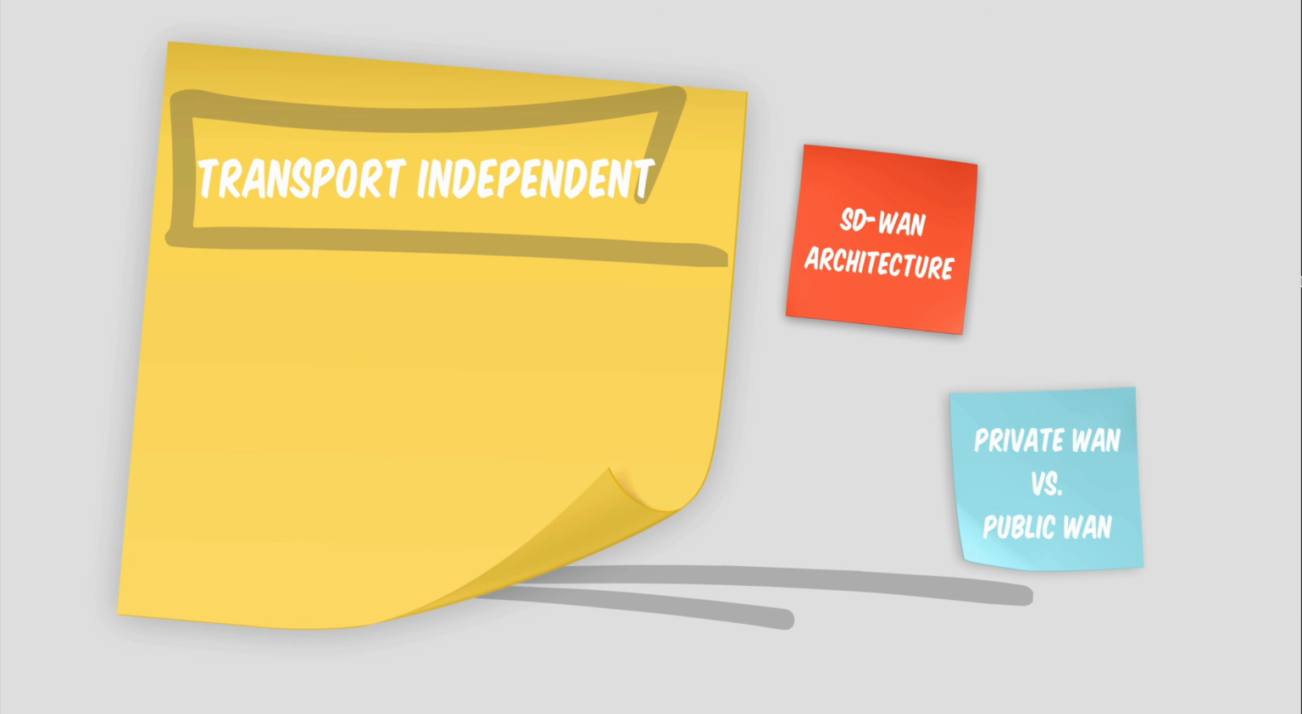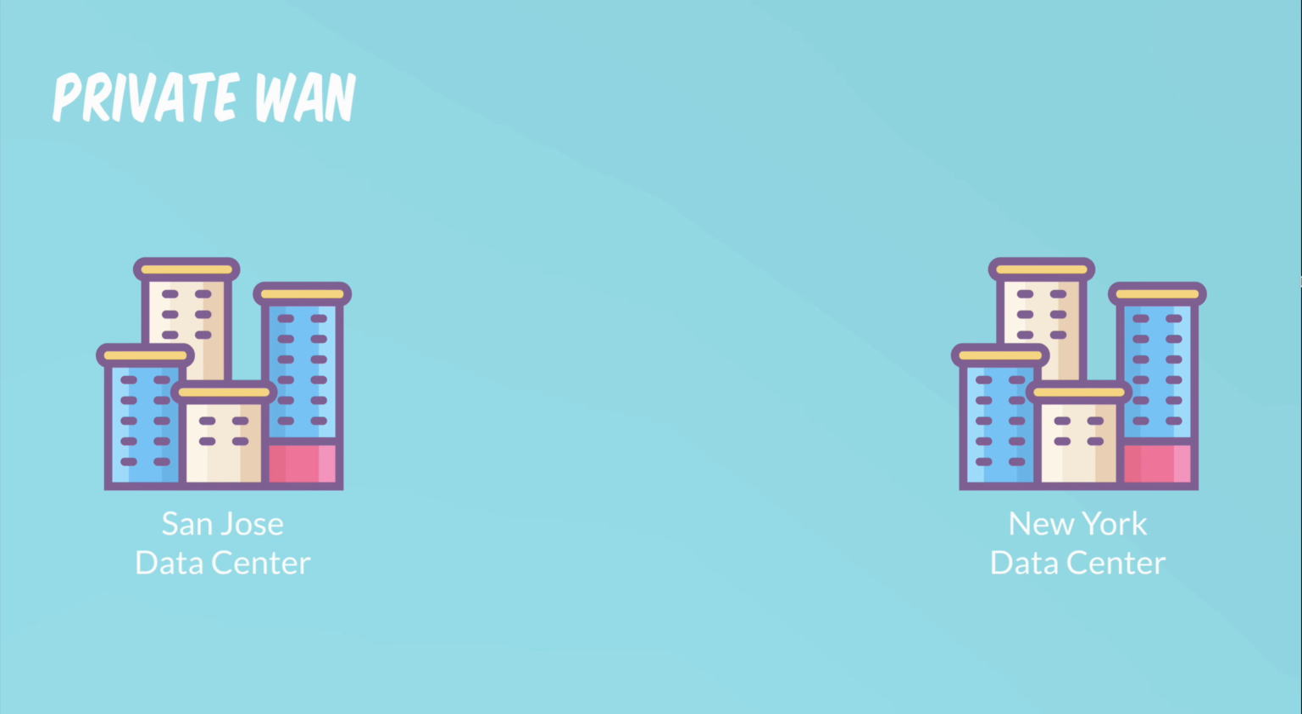Now let's talk about a couple of items that I articulated in my SD-WAN architecture: private WAN versus public WAN. So let's talk about private WAN first, right? When a customer says I have a private WAN circuit versus a public WAN circuit, what does that mean? Let me demystify that for you.